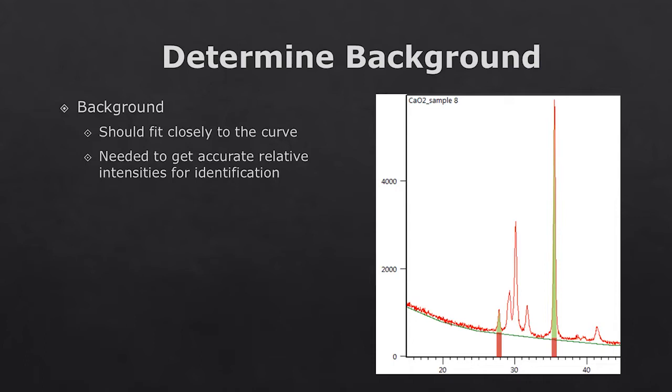So that's going to really throw off our relative intensities compared to a very large peak up at a higher angle, where you have lower background. We want to make sure that we fit that background well, because part of the identification is using that peak intensity.